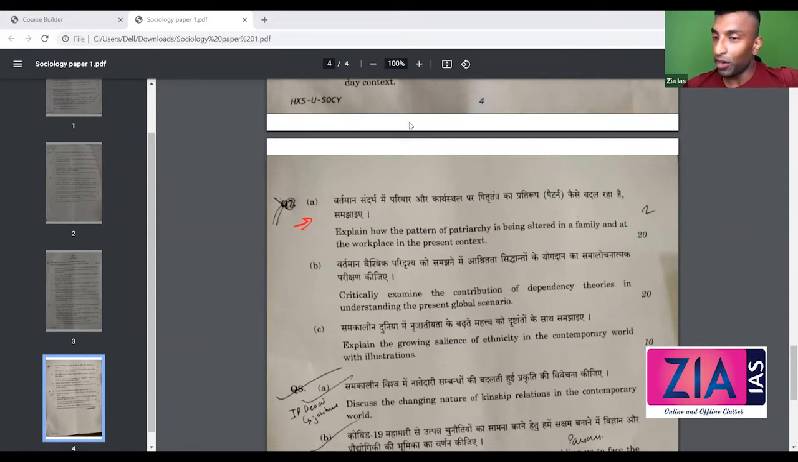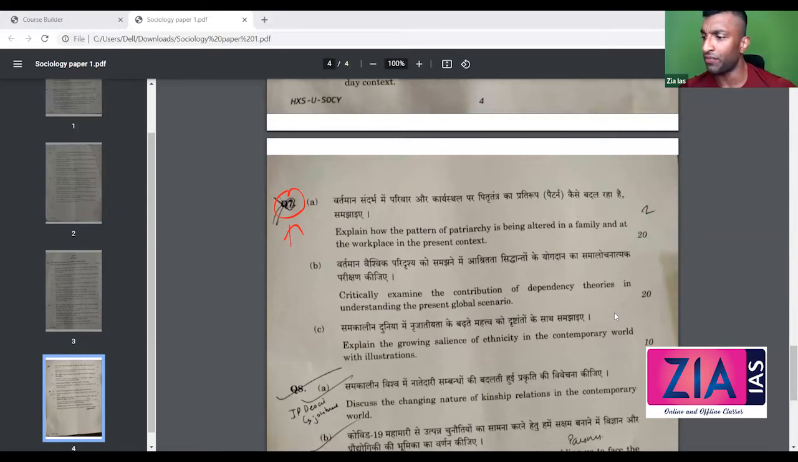Then, critically examine the contribution of dependency theory in the present global scenario. It is from the chapter on social change, a direct question only. Explain the growing salience of ethnicity in the contemporary world with examples. This is directly from stratification. We are discussing ethnicity over there, and we have discussed it more in Paper 2 when it comes to ethnic movements and all. So I am very comfortable with this one than the first one, because the first one was somewhat general, which I got in 20 marks, but here I'm getting something very specific.